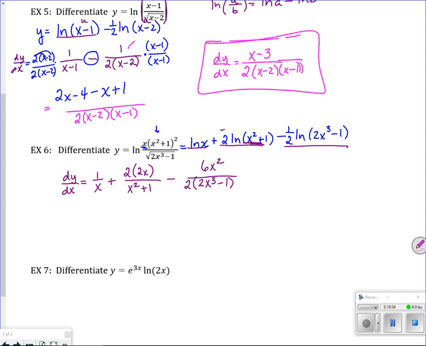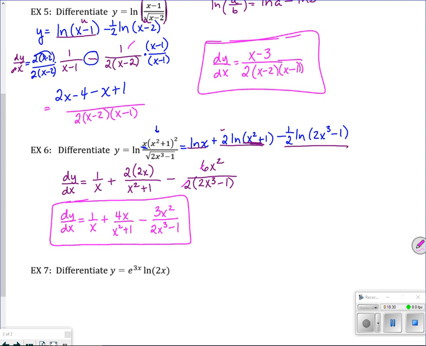And I said that they did not get a common denominator, but they certainly would clean things up. So we have dy dx is equal to 1 over x plus 4x over x squared plus 1 minus, let's see, 2, 3, so 3x squared over 2x cubed minus 1. Looks good. And that's going to be my answer. So those log properties. When do you do log properties? When your u is very, very difficult. When your u is tough, that's when you kind of need to think of log properties.